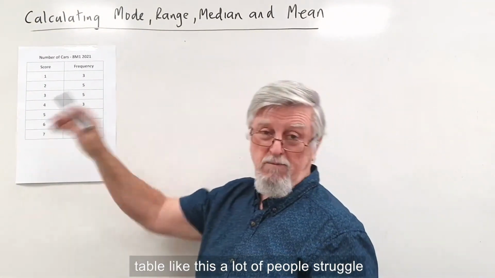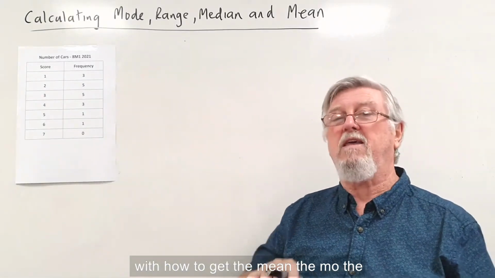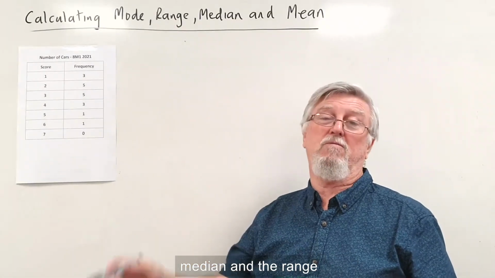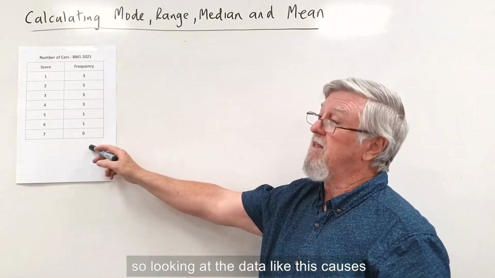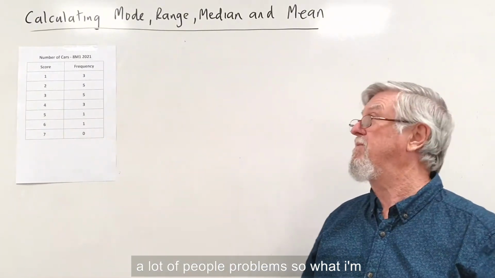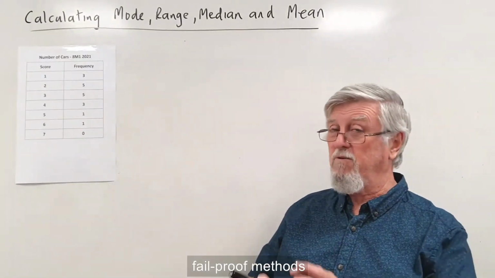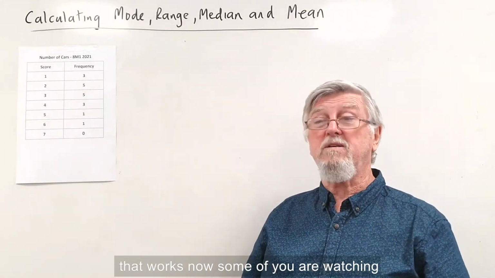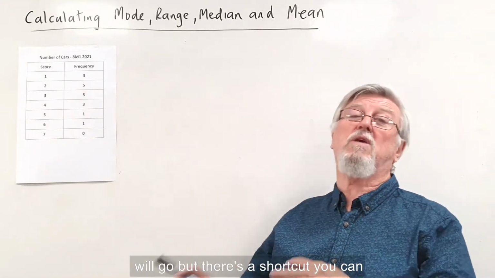Once they're in a table like this, a lot of people struggle with how to get the mean, the mode, the median, and the range. Looking at the data like this causes a lot of people problems. So what I'm going to show you is one of the fail-proof methods that works. Now, some of you watching will say there's a shortcut you can do.